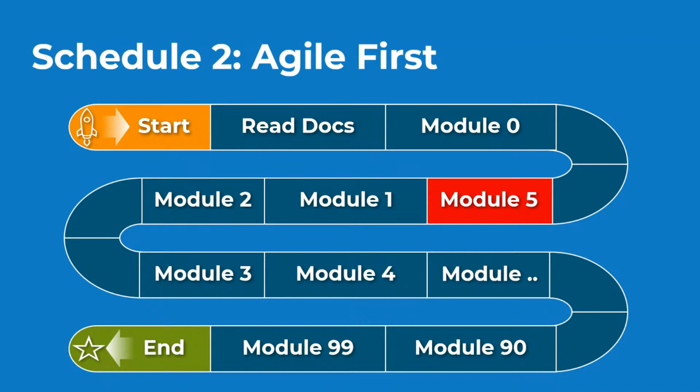In this second schedule, you still want to first read all the docs and go through module 0, right? So this does not change. Read the documents, go through module 0. But then, you want to switch over to module 5. Now that you have the foundation from the documents, you go straight to module 5, which contains all the lessons on agile and other adaptive project management methods.